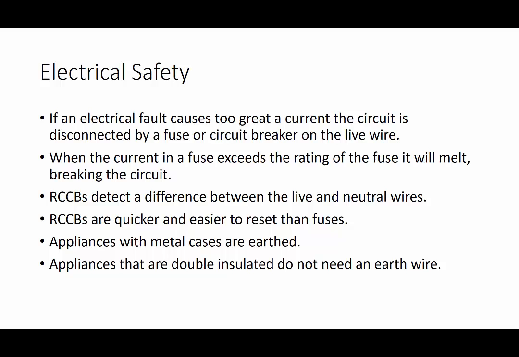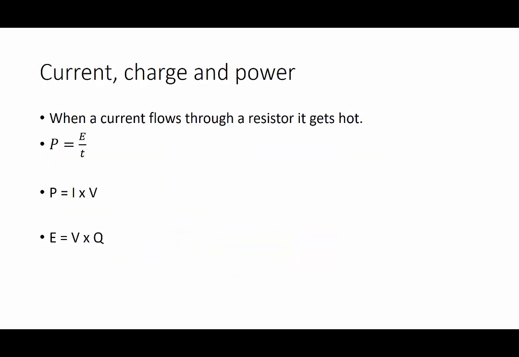If you've got a metal case appliance, it needs to be earthed. If it's double insulated, it has a plastic case, it doesn't need an earth wire, and the earth wire just takes the current from the appliance down to the earth.